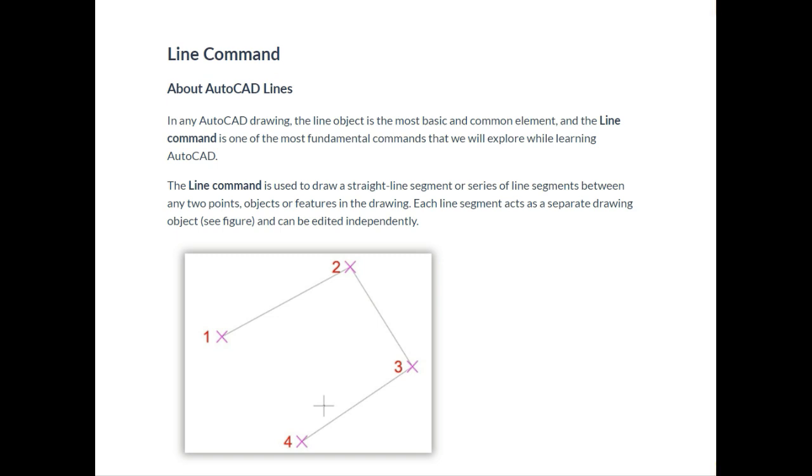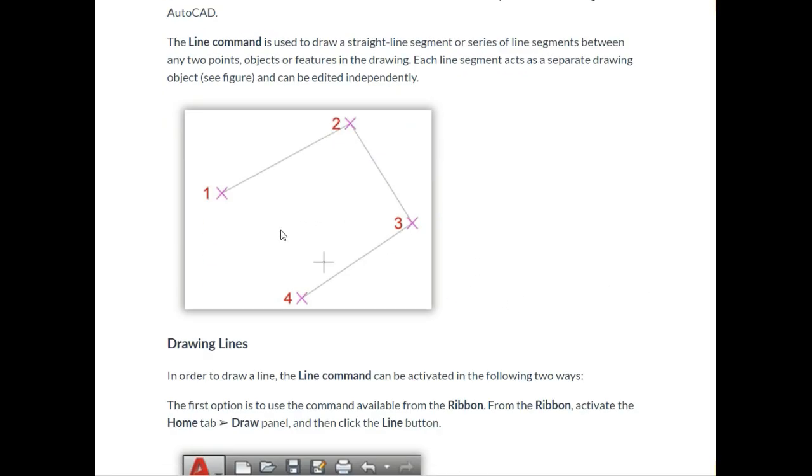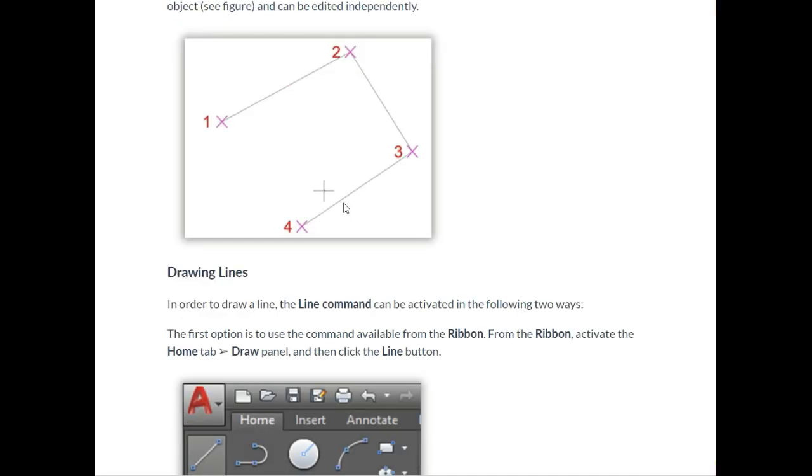Each line segment acts as a separate drawing object, see figure, and can be edited independently. See here the line command: 1, 2, 3, 4 are the points, and the connecting line between points 1 and 2 is the line.